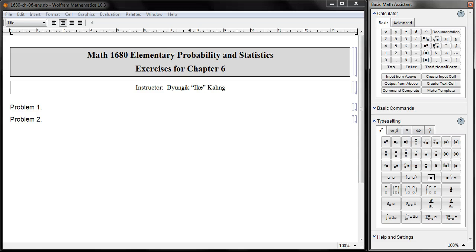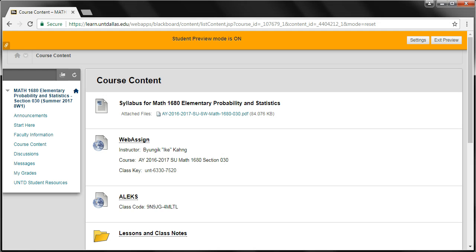Hello everyone, let's begin Chapter 6 exercise set. For this exercise set, we need some additional resources. First, we need, of course, the exercise set itself. In addition to that, we need something called a normal table or the z-table.